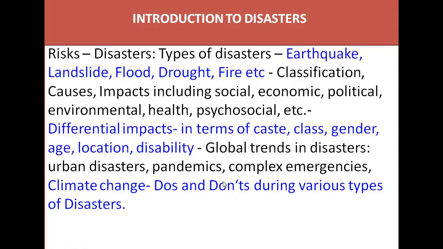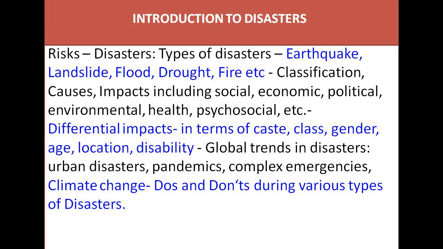So in the first unit, we'll be discussing what risk actually is, how disasters happen, and what types of disasters are happening, such as earthquake, landslide, flood, droughts, and fire. We classify the disasters into man-made and natural disasters, and we look at the impact of a disaster socially, economically, and politically, and its effects on the environment, on health, and on society also.